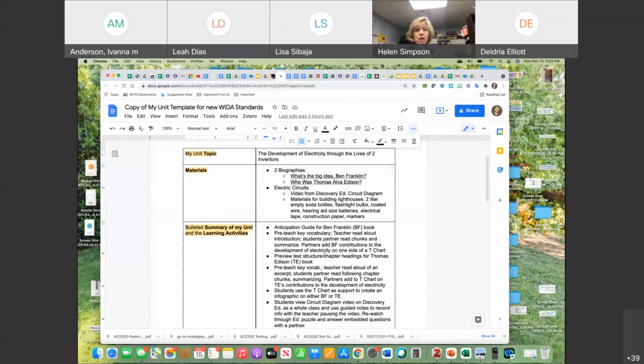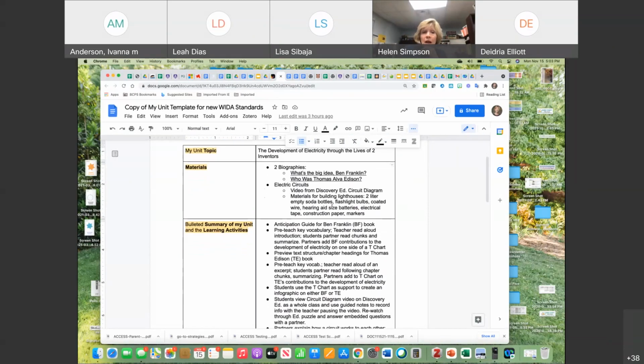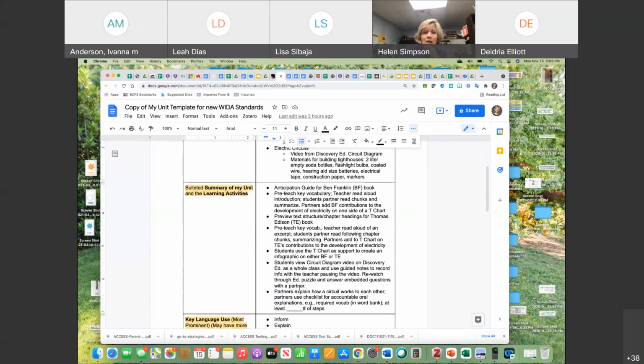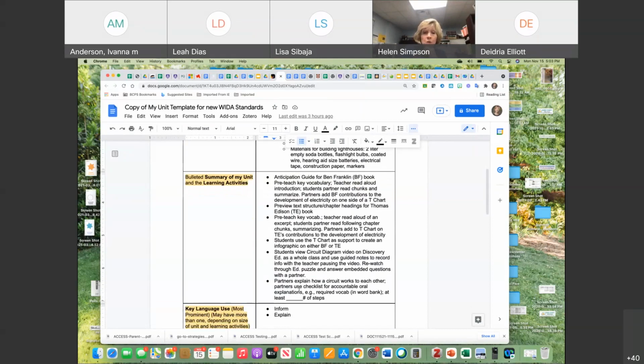I actually completed a model for you to look at. And so, basically it's very simple. I put my topic in for my unit, my materials, and then in a bullet summary, I added information on the learning activities in my unit, some of the front loading that I would do, and some of the expectations I have for the products that students would produce.